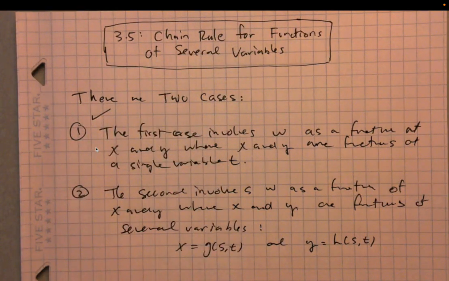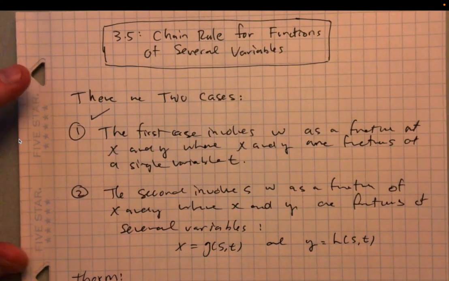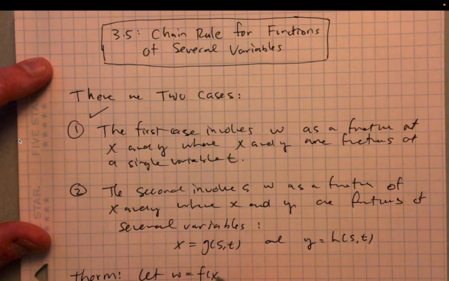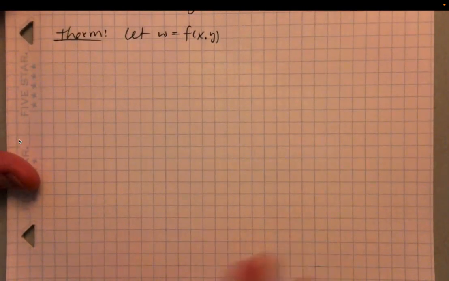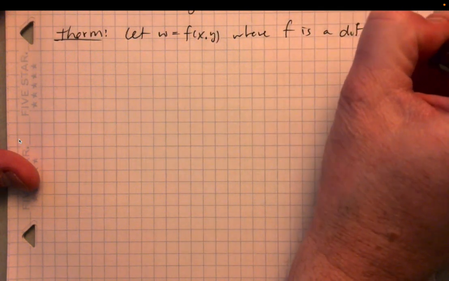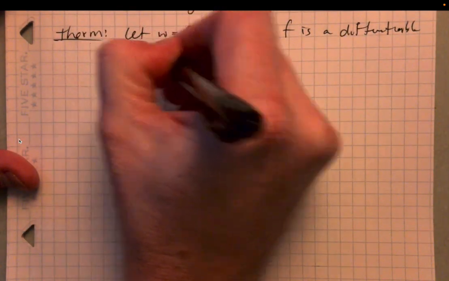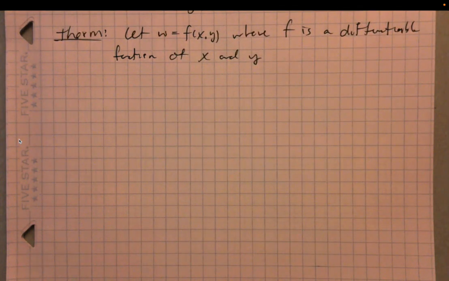We're going to just toss out the theorem and then we'll do some examples and talk it through. Now here's what the theorem states. Let w equal f of x, y. So w is a function of x and y, where of course f is a differentiable function of x and y. And we mean differentiable in the sense from the previous lecture: the partial derivatives exist and they're continuous.